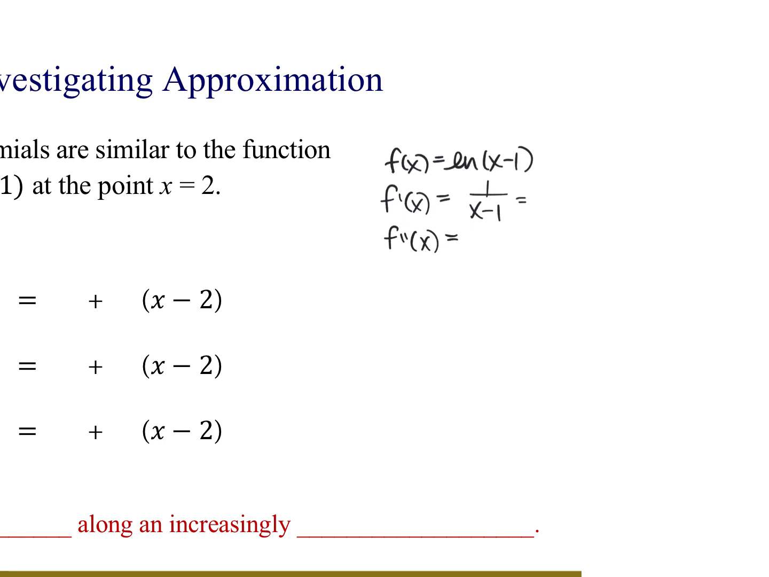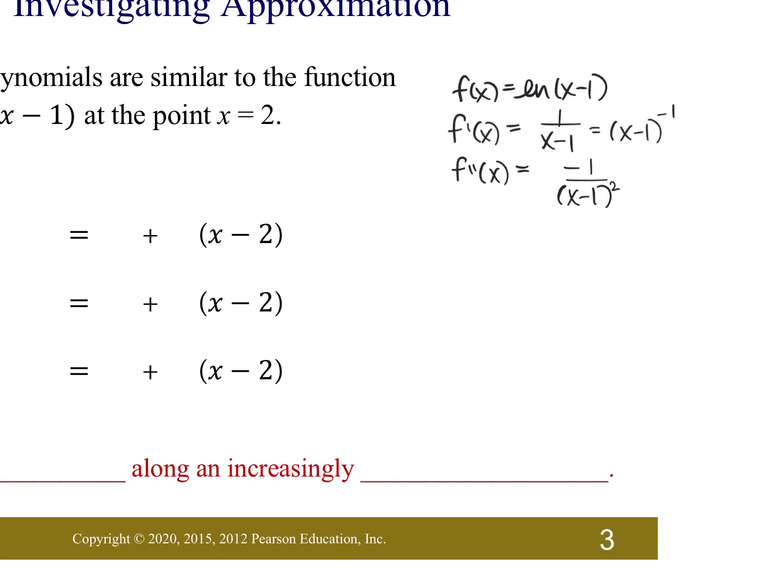Close. Let's remember that this is x minus 1 to the negative 1, and treat it like a quantity. Okay, make sure you treat it like a quantity. Negative x minus 1 to the negative 2. So I'm going to say negative 1 over quantity x minus 1 squared.